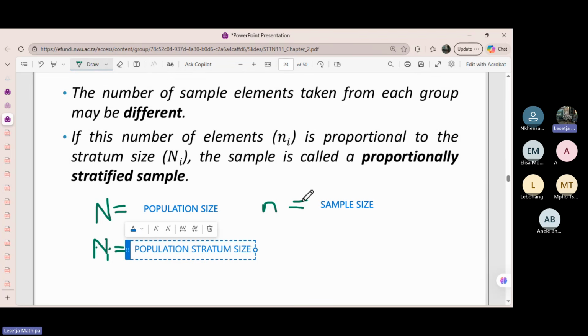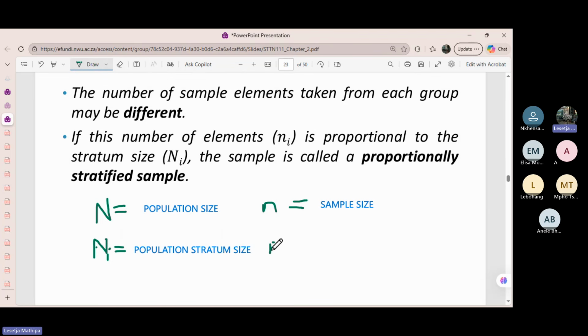What about small letter ni? It is the sample stratum size, the sample size of each group. You'll see that when we do our questions, it's very important to understand what I'm doing here. So this is the sample stratum size. Any questions so far?